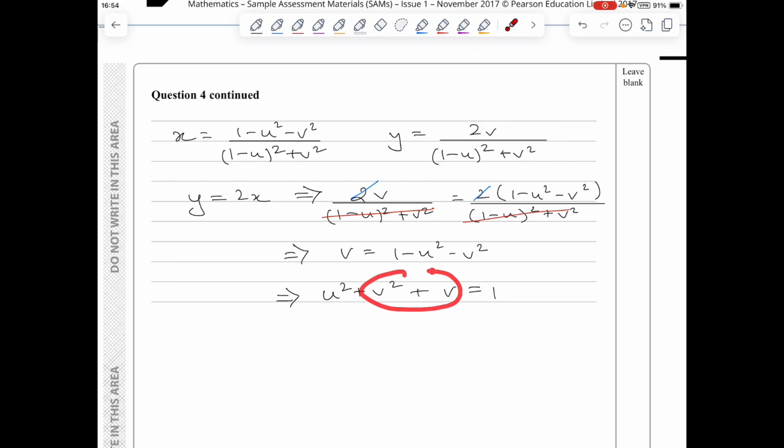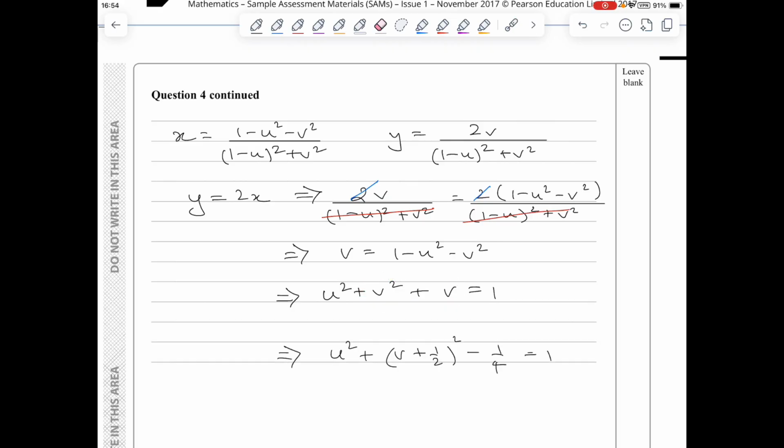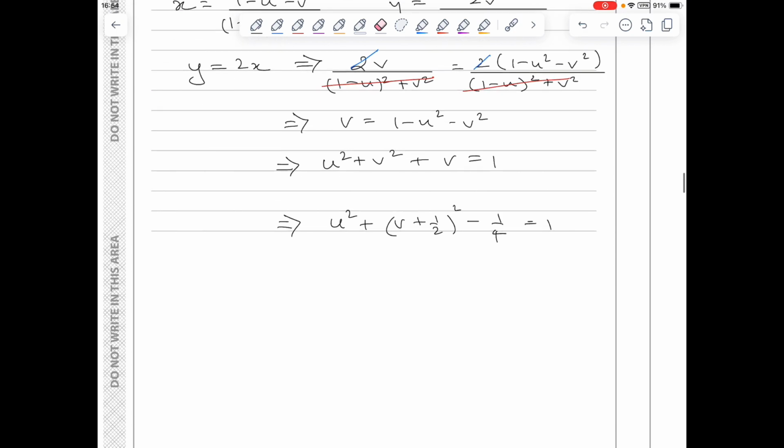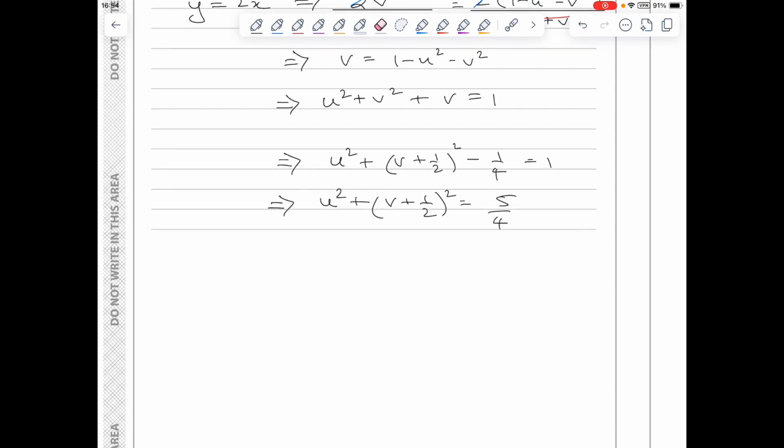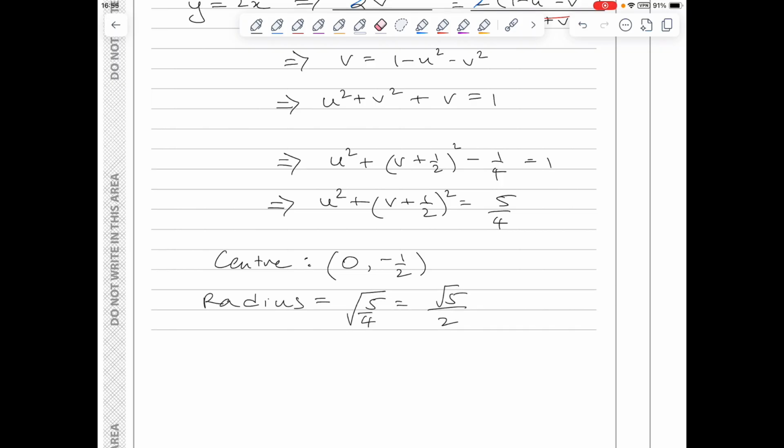I will complete the square for the v, so u squared plus (v plus a half) squared minus 1 over 4 is equal to 1. Take the 1 over 4 to the right hand side, so u squared plus (v plus a half) squared is equal to 5 over 4, which is the equation of a circle. The center is (0, minus a half), and the radius is the square root of the right hand side, which simplifies to root 5 over 2.